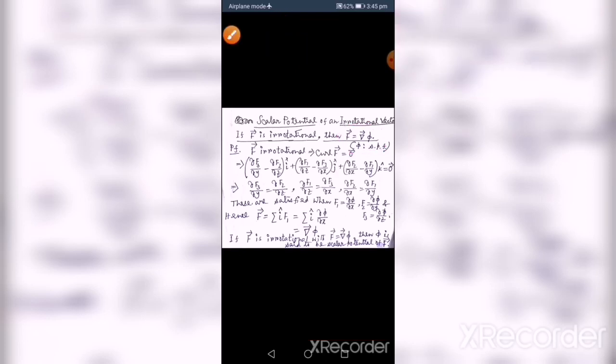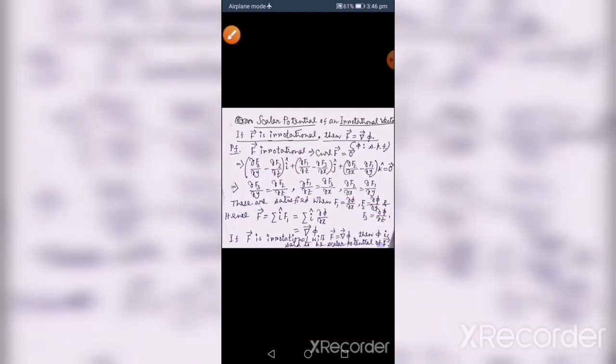So we first, as F is irrotational, curl F equals 0. We have already defined the expression of curl F, that will be equal to 0. So if this is 0, all the brackets will be 0. So we are getting these three relations. Now these three relations will be satisfied if f1 equals del phi del x, f2 is equal to del phi del y, and f3 is equal to del phi del z.